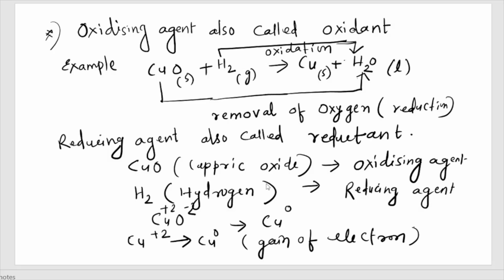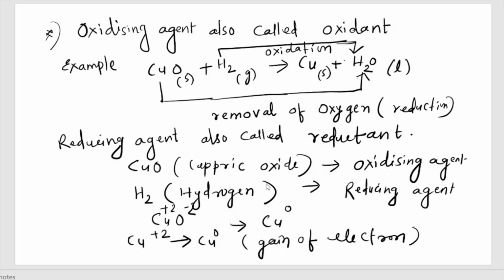Now oxidizing agent meaning, again I want to explain. Oxidizing agent is one which oxidizes other and itself is reduced. And reducing agent is also called reductant. Take CuO, that is cupric oxide. It is the oxidizing agent because it gives oxygen to hydrogen to form water. Hydrogen is also a very important reducing agent here because it reduces other and itself is oxidized to water.